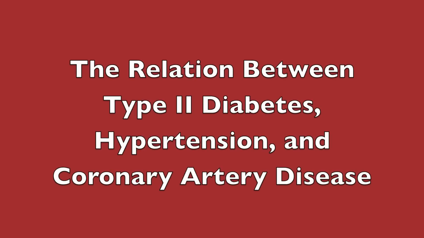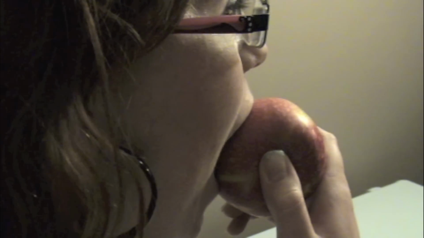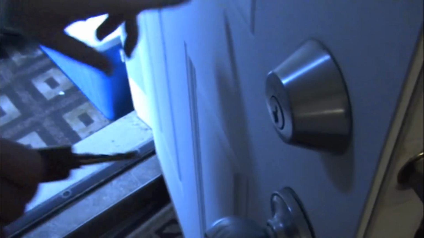This is a video to display how type 2 diabetes, hypertension, and coronary artery disease are related. When you eat something, the food becomes a source of energy called glucose. Glucose is the food our cells need, and insulin is needed to allow the glucose to enter the cells. Insulin can be seen as a key unlocking a door. The glucose cannot get through the door without the key.